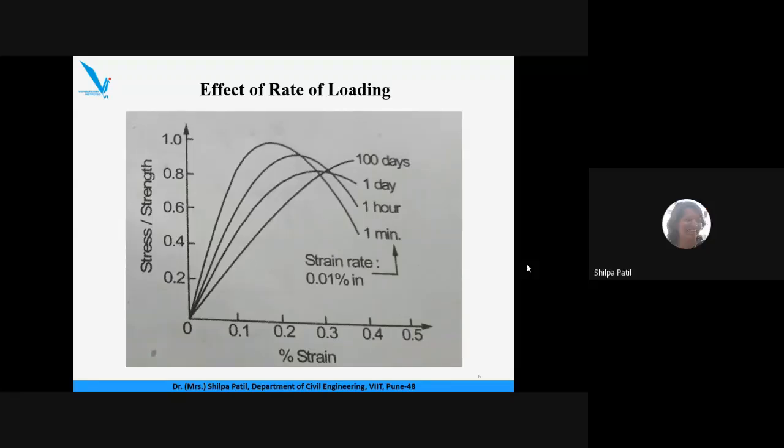So let me know, have you performed the compression test in second year? Yes, ma'am. Okay. So during the test, have you referred any code? 516. 516, correct. So within the code, or in the test procedure you have written in your journal, have you read the procedure correctly? Have you observed any rate of loading for the test?